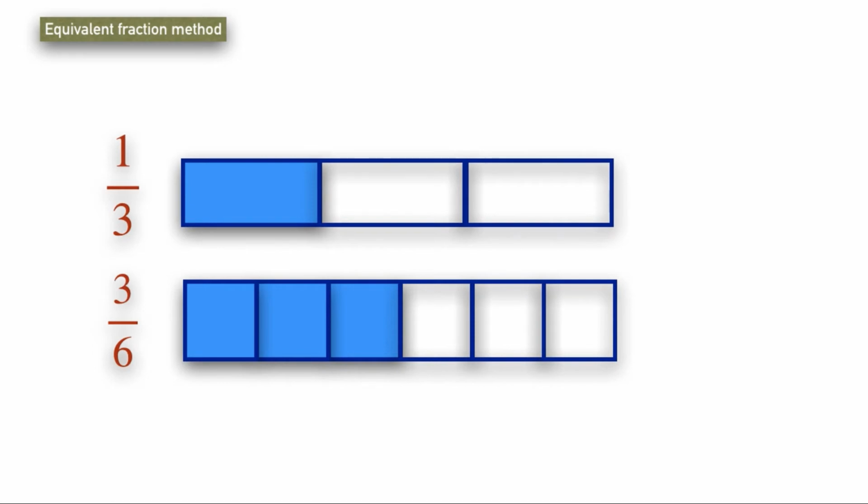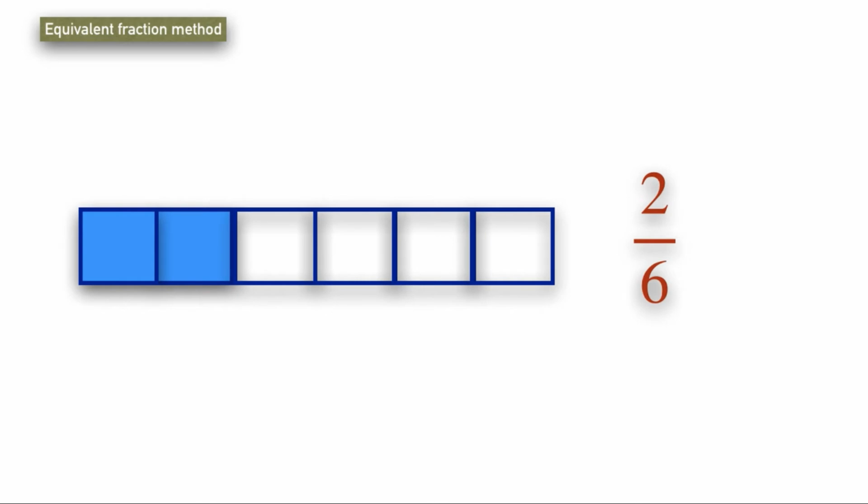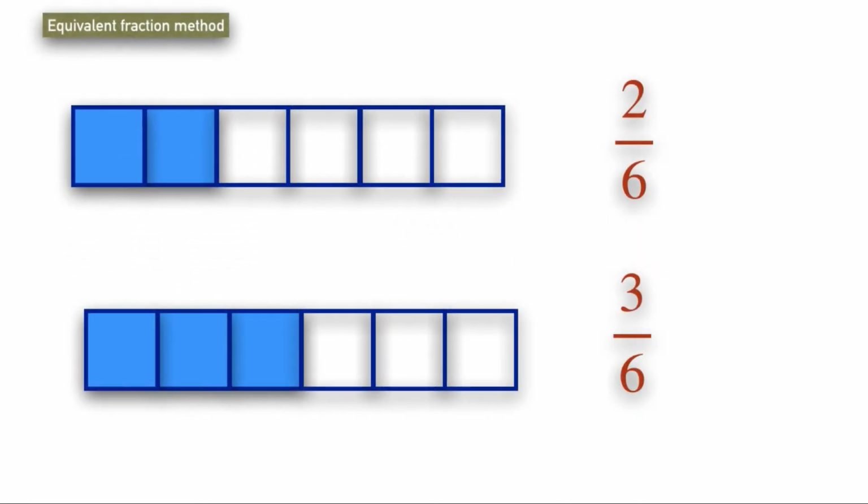However, we can express 1/3 as its equivalent fraction, 2/6, i.e. we can split the rectangle into 6 equal parts rather than just 3. Now, both fractions have the same denominator, therefore you can compare the numerators and see that 3/6 covers more shaded area than 2/6, hence it's the bigger fraction.